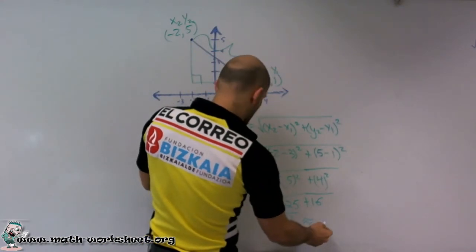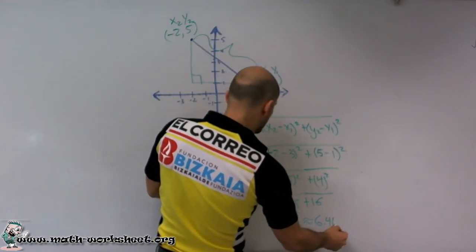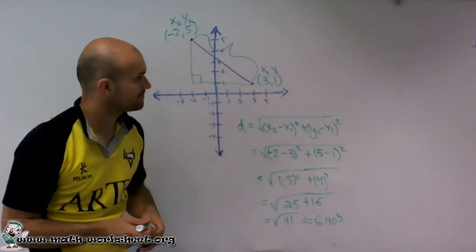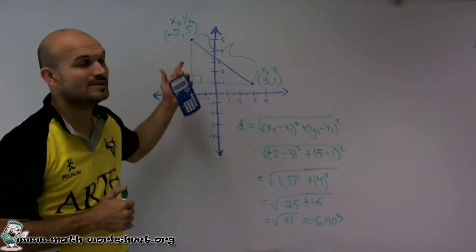So the square root of 41 is going to give me an irrational decimal. And we'll just approximate it to 6.403. And that is how you find the distance between 2 points.